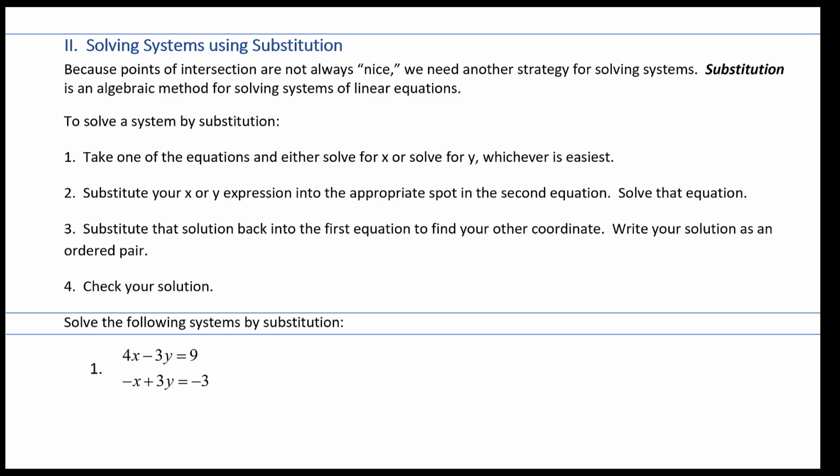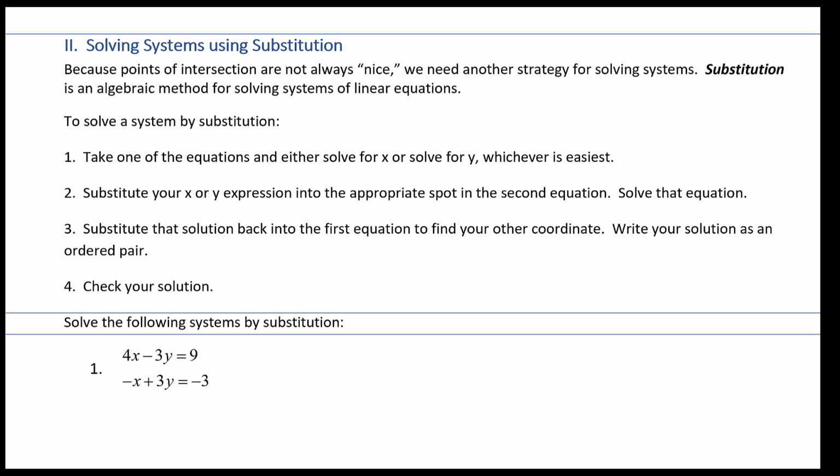To solve a system by substitution: 1. Take one of the equations and either solve for x or solve for y, whichever is easiest. 2. Substitute your x or y expression into the appropriate spot in the second equation. Solve that equation. 3. Substitute that solution back into the first equation to find your other coordinate. Write your solution as an ordered pair. 4. Check your solution. So let's go ahead and solve the following systems by substitution.